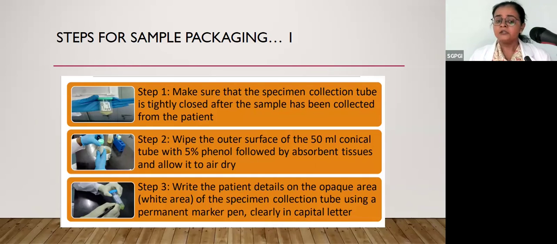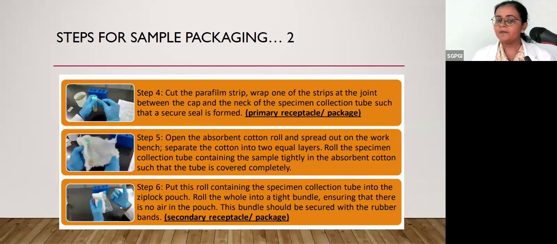Third step is to write the patient details on the opaque area of the specimen collection tube using a permanent marker pen clearly in capital letters. Then cut the parafilm strip. Wrap one of the strips at the joint between the cap and the neck of the specimen collection tube such that a secure seal is formed.